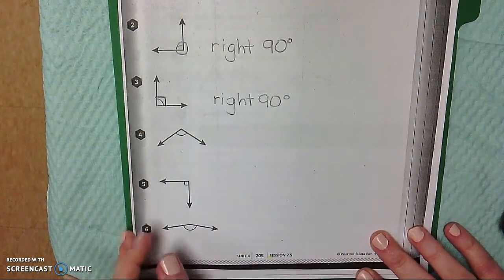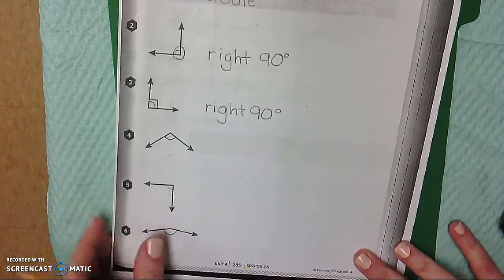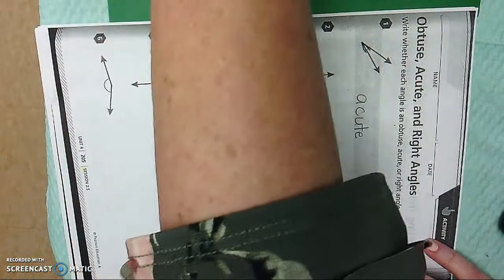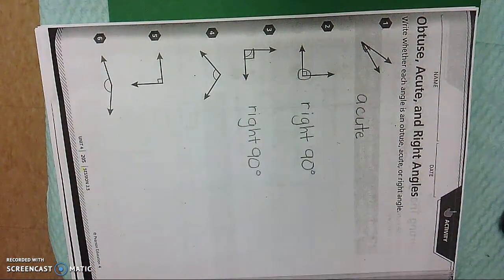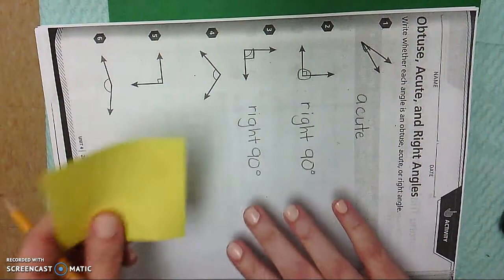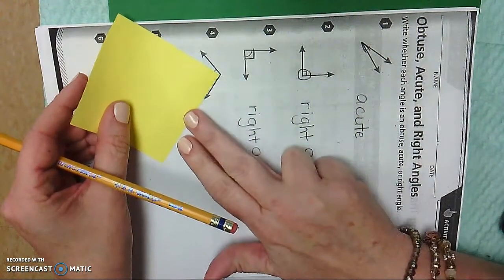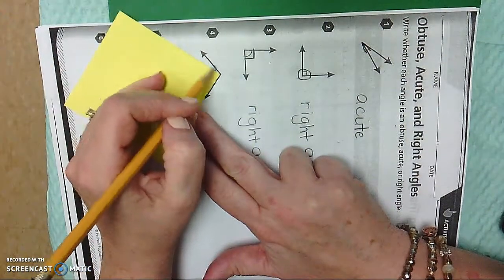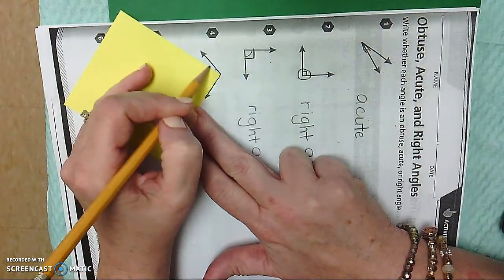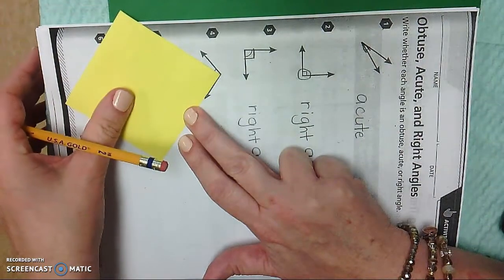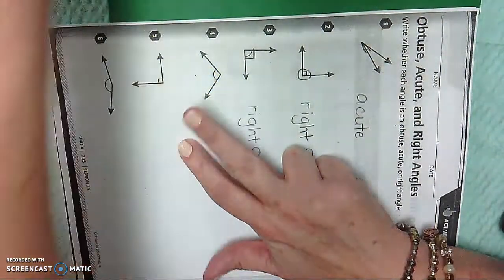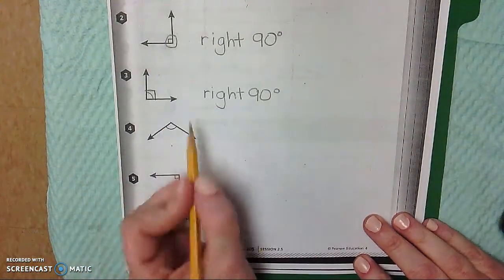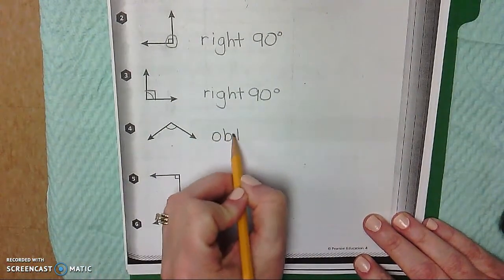Number four. Now number four, I have to kind of turn around so that I can see, could this possibly be a 90-degree angle? So I'll take my piece of paper and see that if I put it right here on this line, if it were a 90-degree angle, then this line would be touching the top of my paper, but it doesn't. So I know that this angle for number four is bigger than 90 degrees. So it is an obtuse angle.